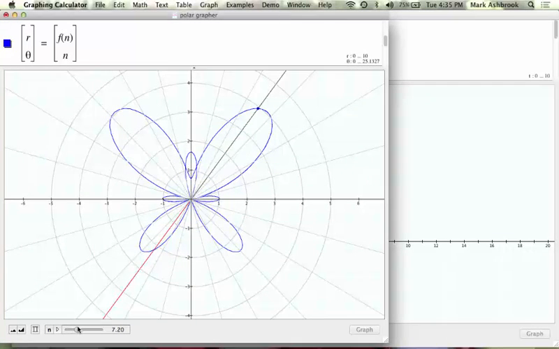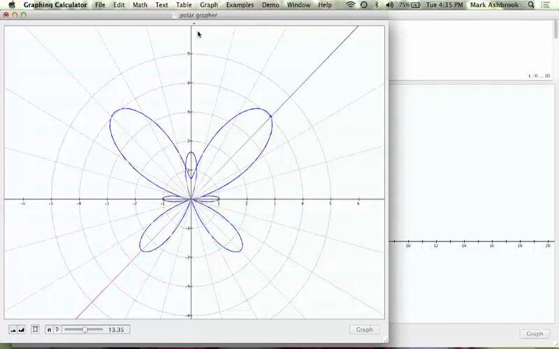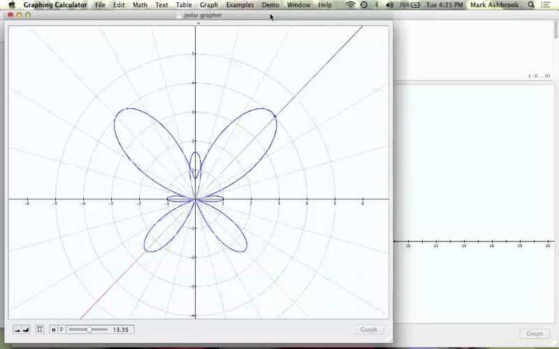All right, so here's an example, this blue one. That blue curve is an example of a curve that was generated with polar coordinates. Pretty slick. It's like a butterfly, right? Okay, so we'll start with some easier ones first, though.